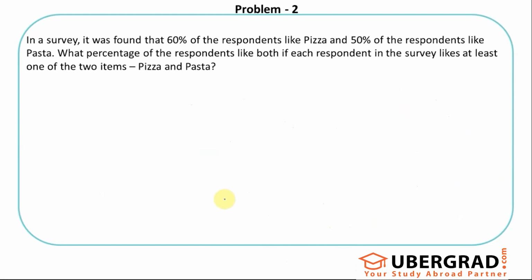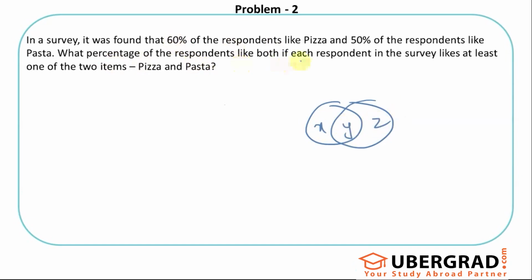In a survey, it was found that 60% of the respondents like pizza and 50% of the respondents like pasta. What percentage of the respondents like both if each respondent in the survey likes at least one of the two items? So that means I know that each and everyone in the survey would like at least one of these two. So I have two circles. So the universe itself is this. All the 100% of the respondents would fall in this. As I said, I'll label x, y and z.